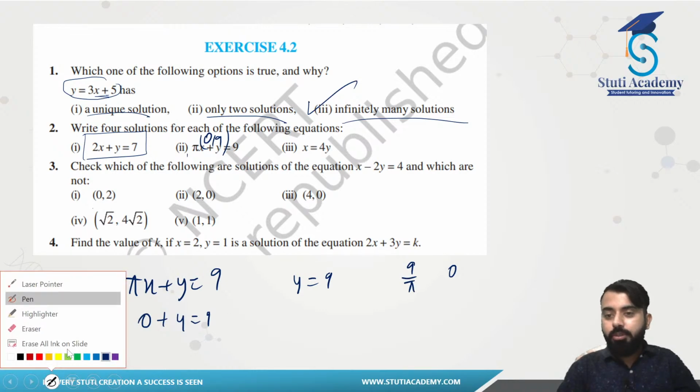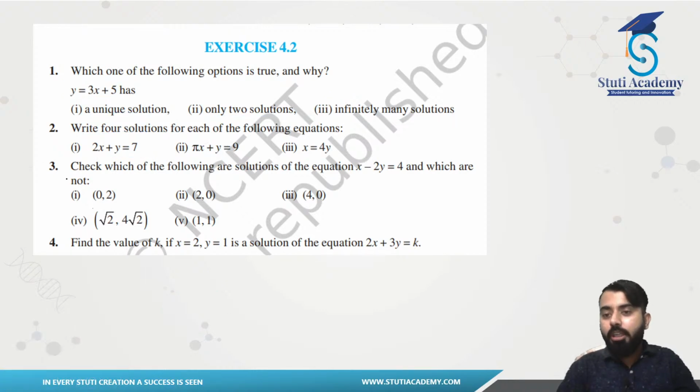Now, the third question is very important. Remember this one. You have to check whether the following solutions are solutions of this equation. You have to check whether, after substituting the values of x and y from these coordinates, they satisfy this equation or not. Now, you guys remember, if you have to check the satisfaction of an equation, you need to have your LHS the same as your RHS. So remember, this is your x and that is your y.